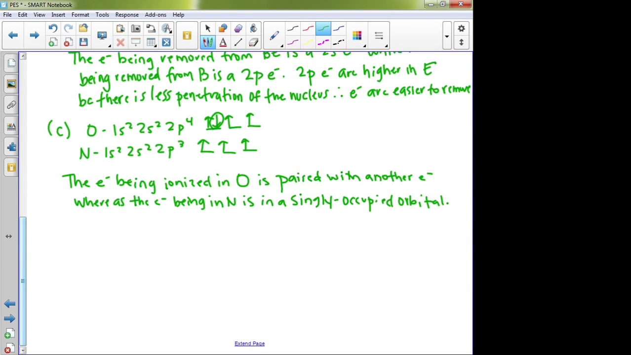Notice how I wrote about oxygen and I wrote about nitrogen, because they're asking me to compare the two of them, so I need to write something about both of them. If you're comparing two things, do you not have to write about both things? Yes. You got to write about both things. So the ionization energy of oxygen is less because oxygen is trying to what? Minimize electron repulsion. There you go. Because of the electron repulsion.